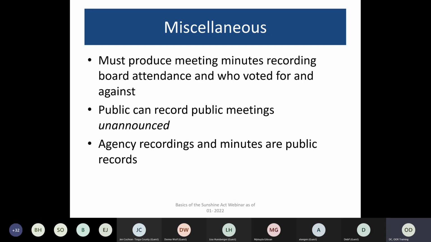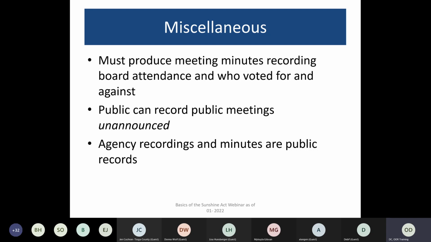Like I said, all public meetings must have meeting minutes that memorialize what public officials were there, what came up for vote, how it was voted on, and if there is a roll call vote, then the minutes must reflect the individual votes of each member. The public can record public meetings unannounced, meaning I can set my cell phone on record, put it in my pocket, come into the public meeting, and I'm not violating the Sunshine Act or Pennsylvania's wiretap law. You cannot demand that I announce that I'm recording the meeting, and you cannot prevent me from recording the meeting. Otherwise, you might get in trouble.